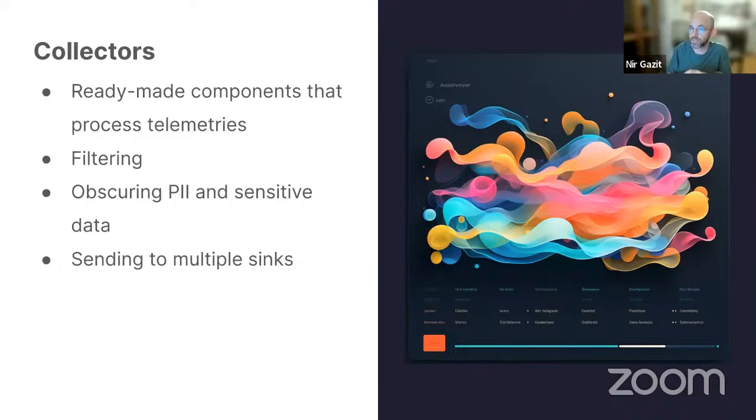So let's say you want to filter out certain data, you want to obscure PII, you want to sample and not send everything to that observability platform that costs really a lot of money, and you want to save some cost. You can do that pretty easily with an OpenTelemetry collector, and you can also send it to multiple things. Let's say you want to use several different tools because each one has specific features for specific use cases, and you can do it again pretty easily with a collector.